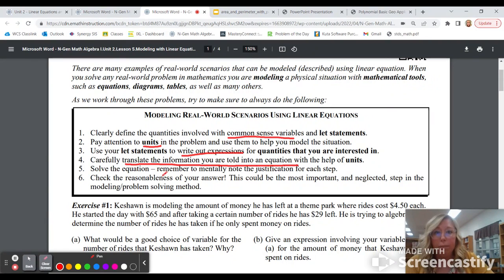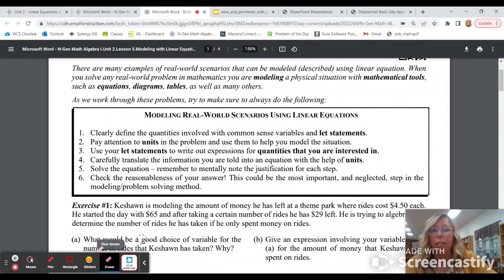Finally, solve the equation and then check for reasonableness of your answer. If you're supposed to be solving for like a number of people and you get a fraction or a decimal, your answer, you probably made an error in either setting up your equation or solving your equation in some way. So if your answer seems unreasonable, that may be an indicator that you've missed something somewhere in there. Let me clear the screen and scroll down a little bit.